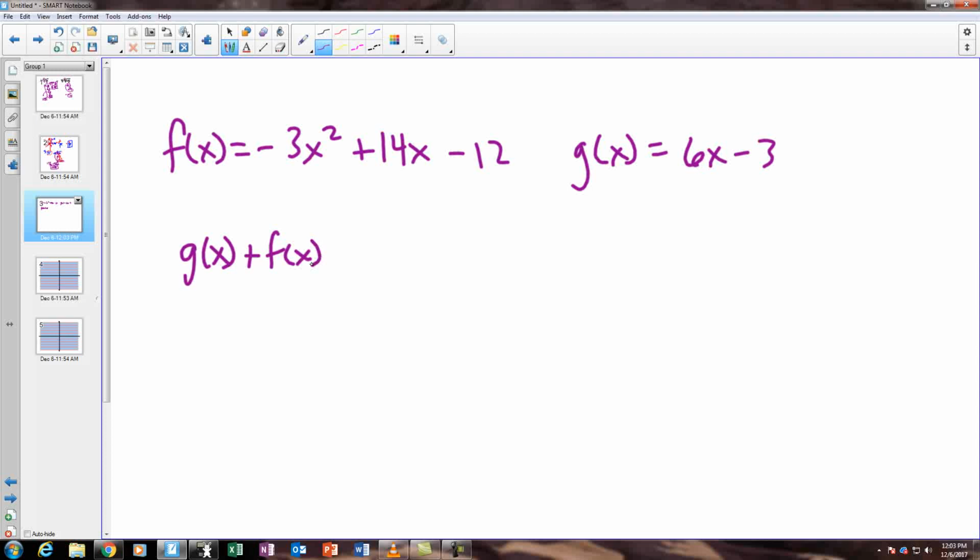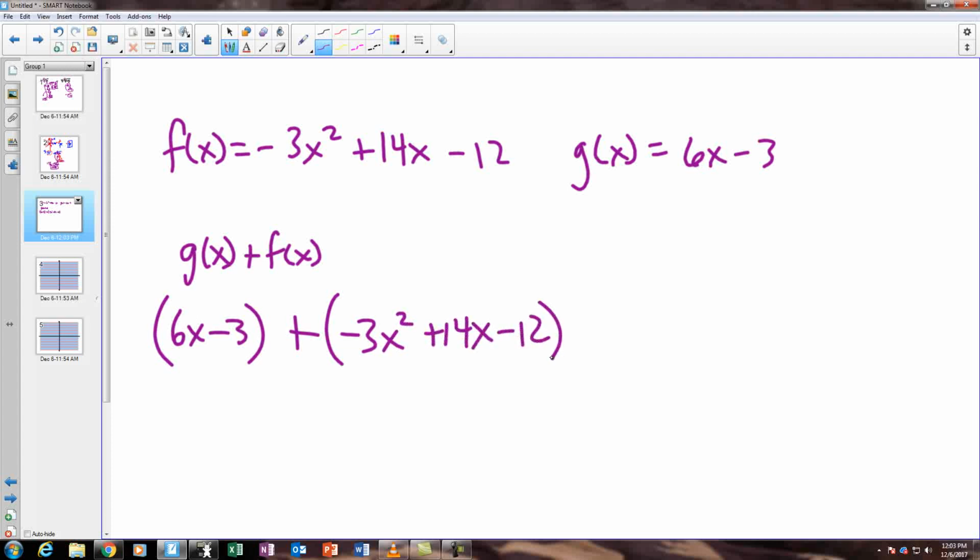So I'm going to take g of x, which is 6x minus 3, and I'm going to add the other function, which is negative 3x squared plus 14x minus 12. Now, if it was a negative subtraction, I'd have to distribute that negative. But because this is addition, okay, I just get to add like terms. We always try to look for the biggest like terms first. Negative 3x squared doesn't have any, but it is the biggest term, so negative 3x squared would be my first term in my answer.